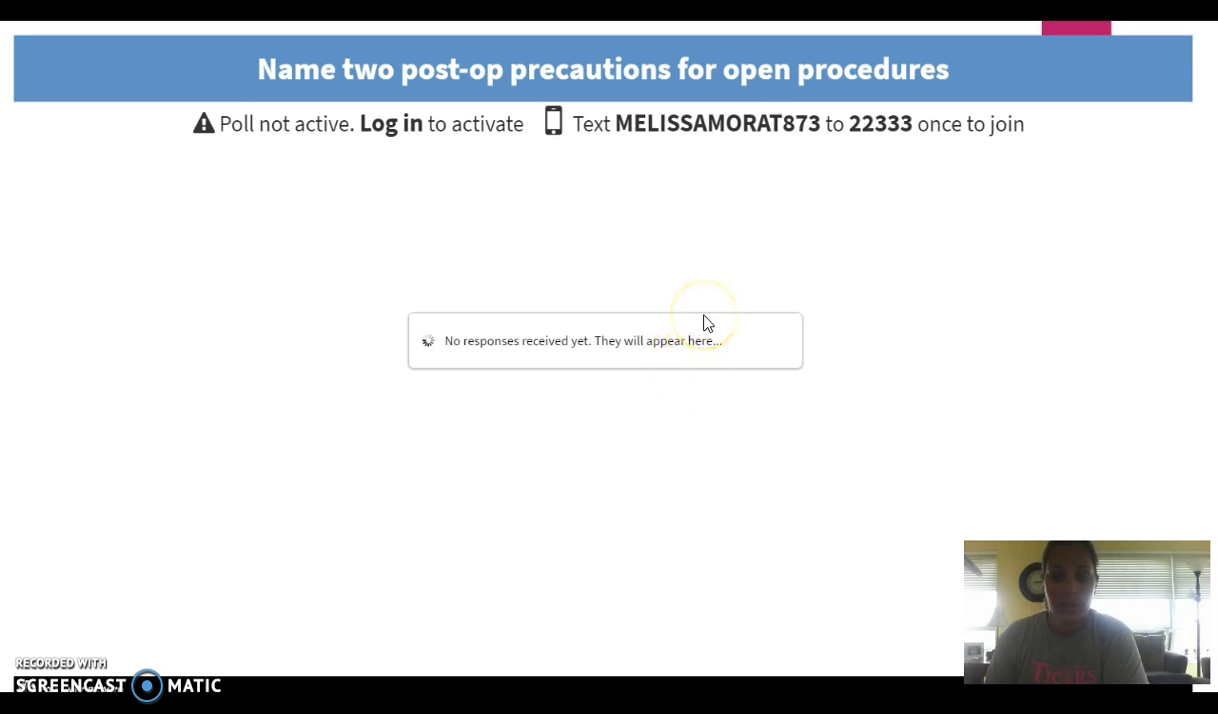Okay, so here's another question. Name 2 post-op precautions for open procedures. One will be no driving, and the other one will be no putting both arms behind your back at the same time.